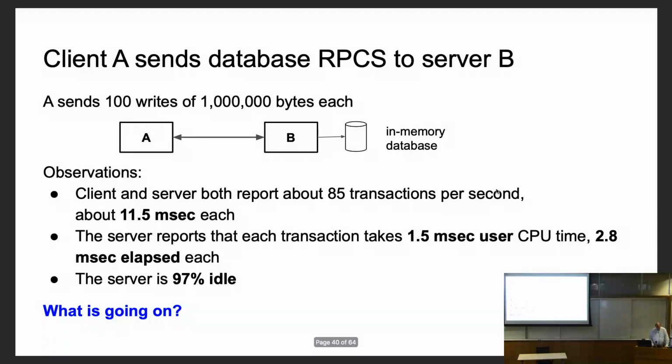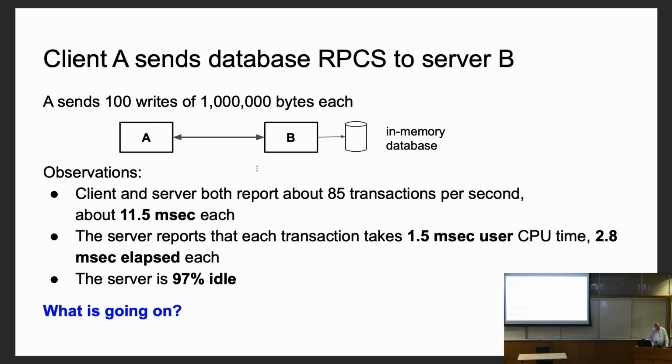So here's example three. This is a client and a server. Machine A sends some requests to machine B. Machine B is running this toy in-memory database. It's a C++ map, key and value. And machine A 100 times says, go write this megabyte into the database. Sometime later there's going to be a million reads or something, but right now it's just the writes.